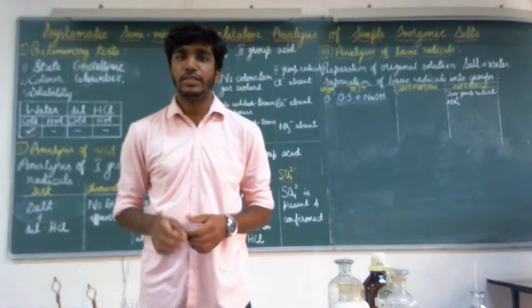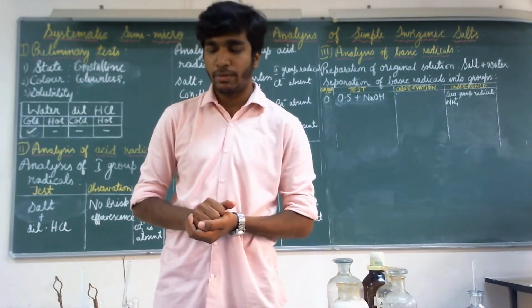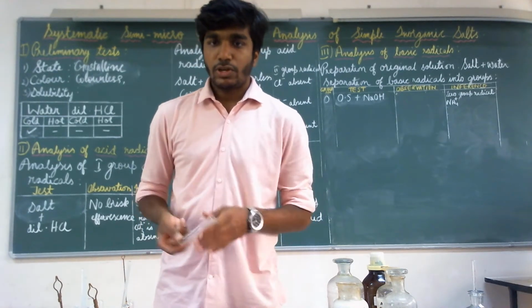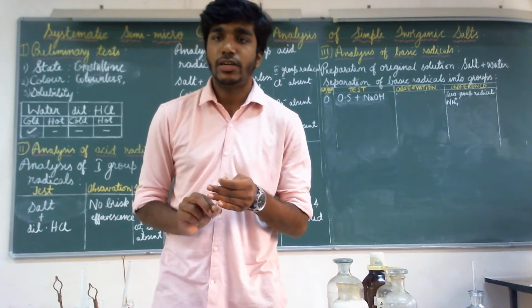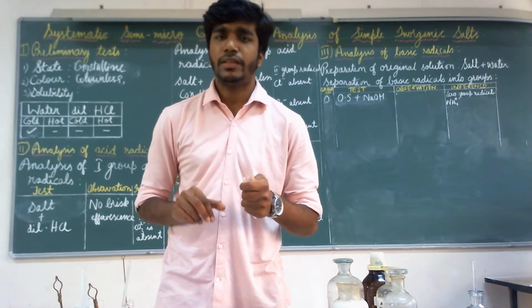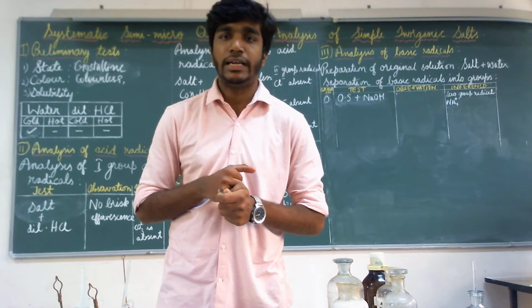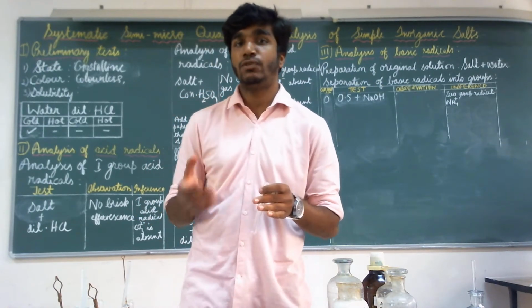Now let's test for the zeroth group basic radical, which is ammonium ion. So what is the test? The test is again very simple. We'll take small quantity of the salt and we'll add sodium hydroxide to it. If we get a pungent odor, it indicates ammonium plus or NH4 plus ion.